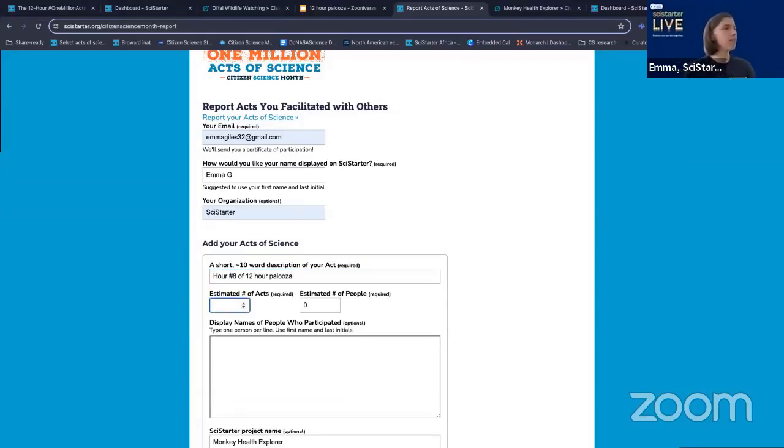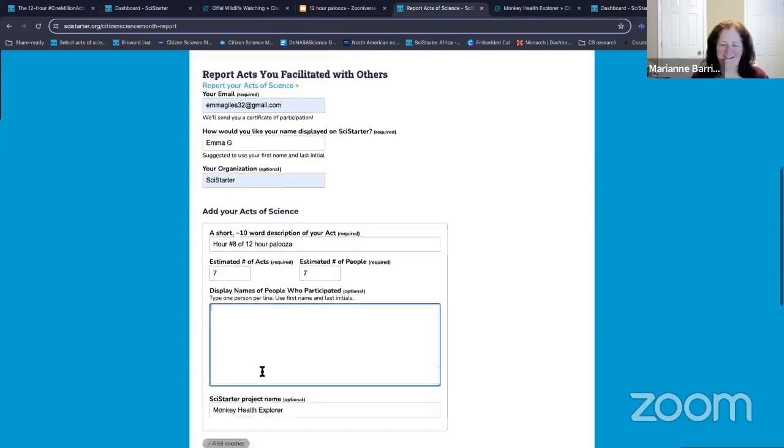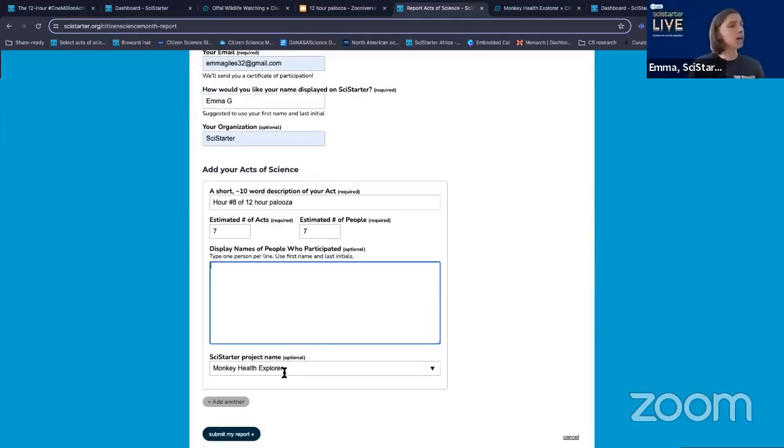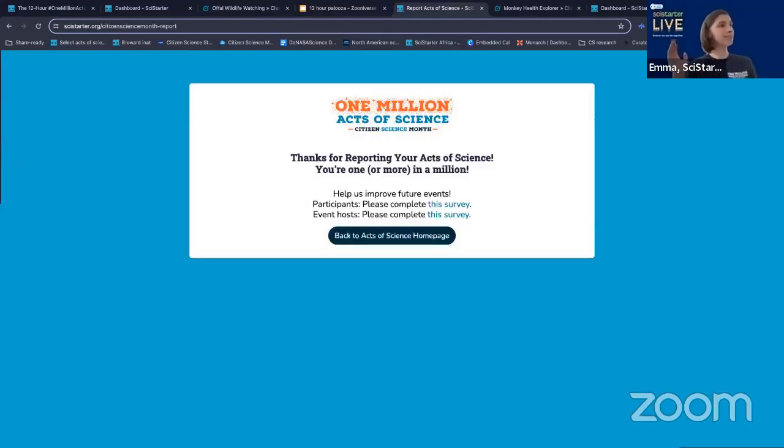And estimated number of acts, we'll just do it based on people actually. So all of us together, I think it was 5, and then on Facebook, so 7. And then I'll do 7 for estimated number of acts too. And then we'll skip that bit since we did that. Oh, it's saved from earlier. Cool, that's nice. And then submit. Sweet, we did it. Awesome.